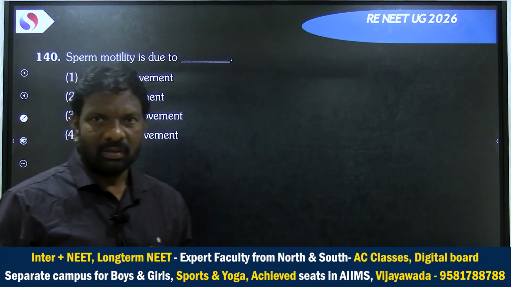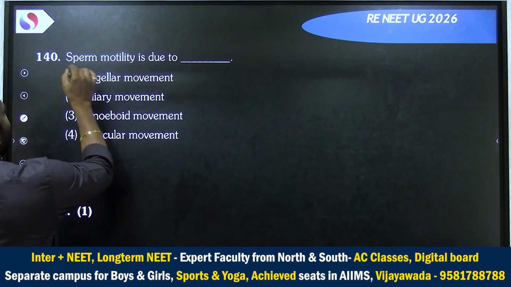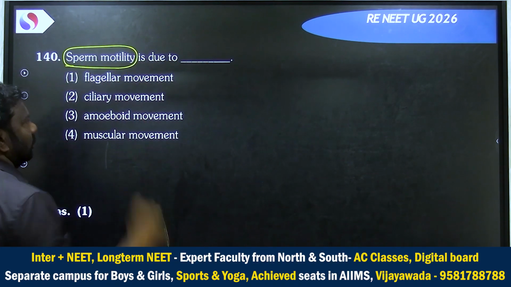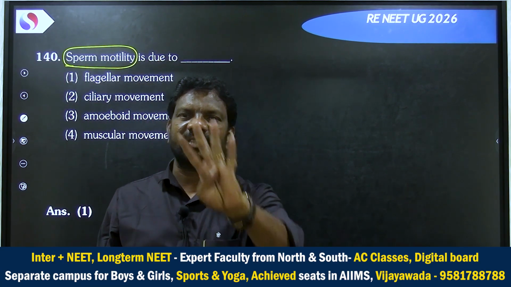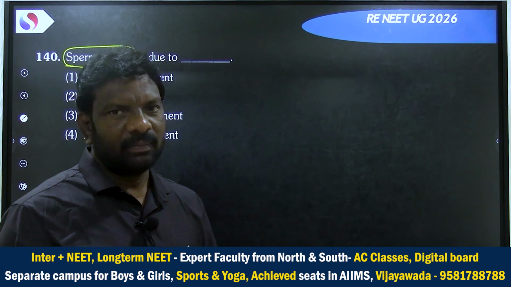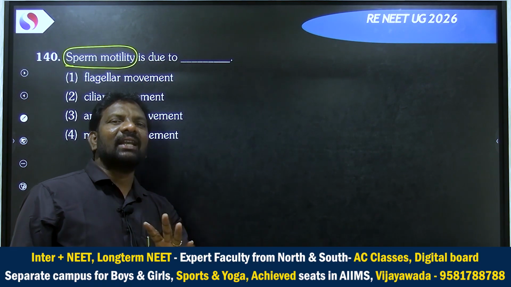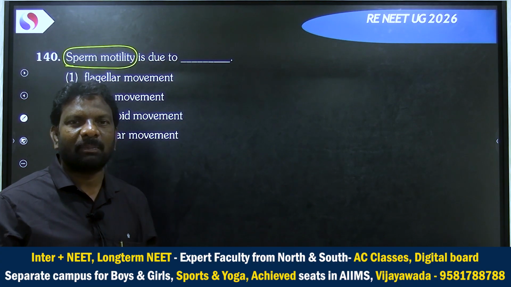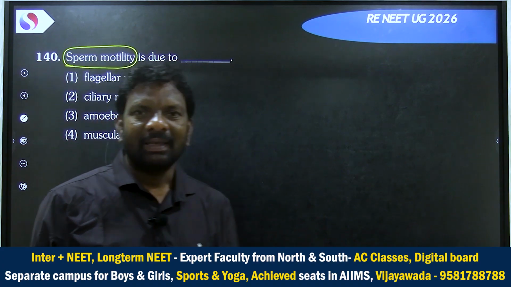Next one. A very important question, again a locomotion related question. Sperm motility is due to. Generally in locomotion, human cells exhibit three types of movements: amoeboid movement, ciliary movement, muscular movement. Unofficially one more movement is there, that is flagellar movement. Flagellar movement is exhibited by the flagellated cells present in sponges, called choanocytes. They create water currents in the spongocoel.